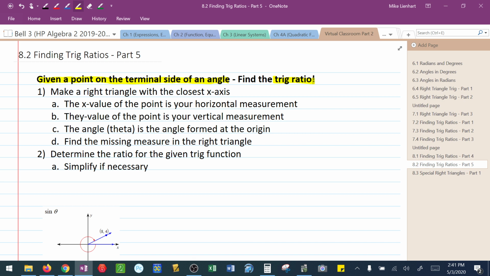Sometimes we're going to have to use Pythagorean theorem. Remember that c squared equals a squared plus b squared, to find a missing side if I need it. And then what we're going to do is find the specific ratio that they want us to find and then simplify that fraction if necessary. Remember, simplifying a fraction means rationalizing. It does not mean give me a decimal approximation.